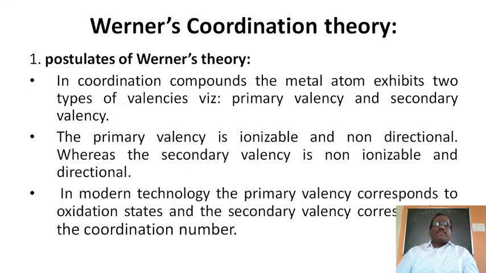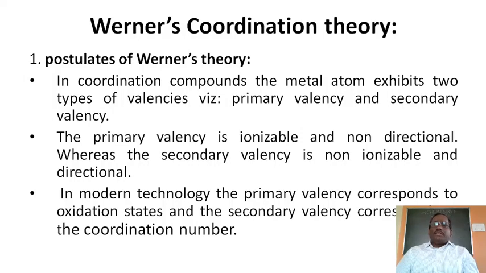He gave this theory, called Werner's coordination theory, using certain postulates called the postulates of Werner's theory. Let's consider these postulates. According to Werner's postulates, in coordination compounds, the metal atom exhibits two types of valencies, primary valency and secondary valency.